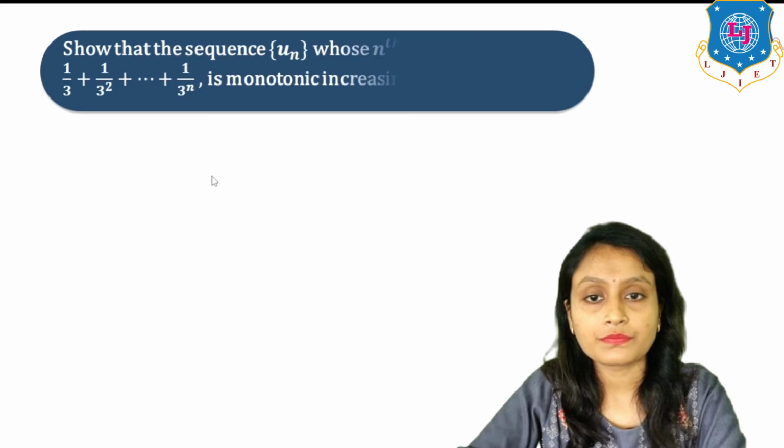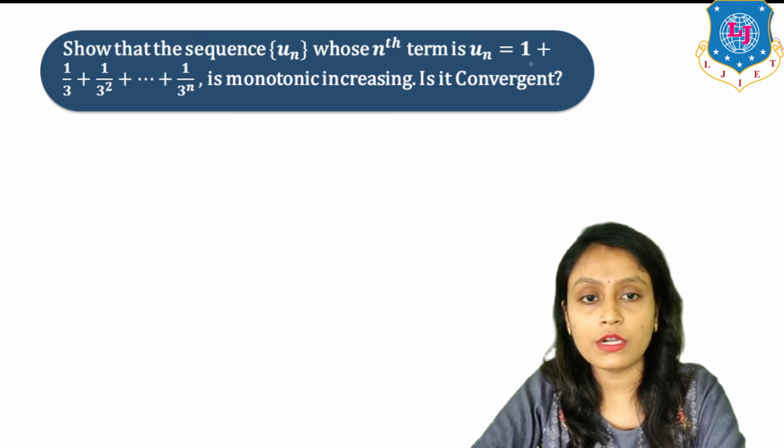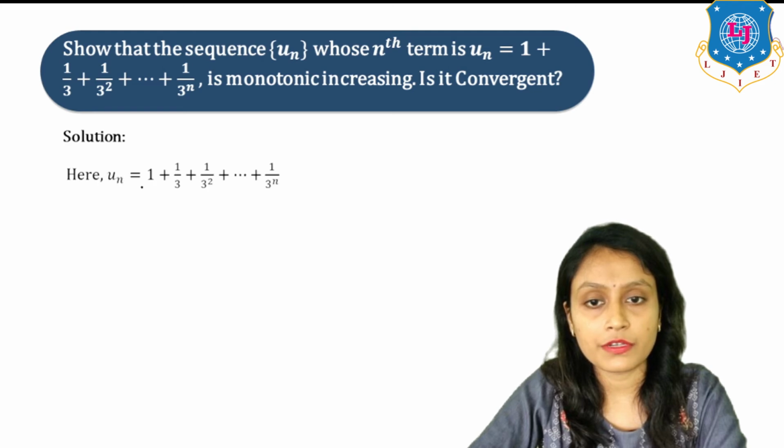Okay, now one more example. Show that the sequence un whose nth term is un equal to 1 plus 1 upon 3 plus 1 upon 3 square plus ... plus 1 upon 3 raised to n is monotonic increasing, and we have to check whether it is convergent or not. So let's begin with the solution.